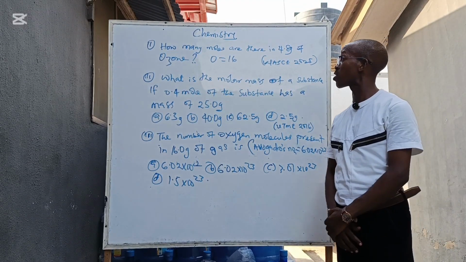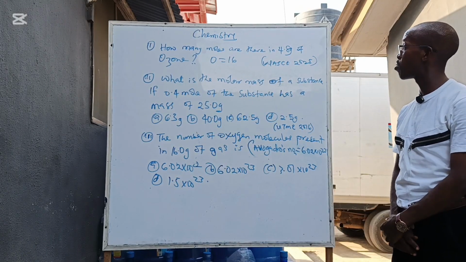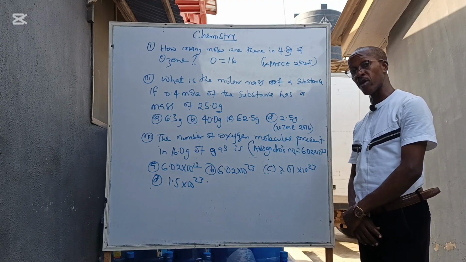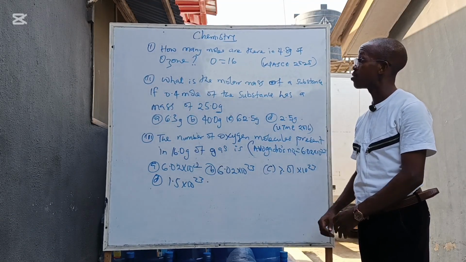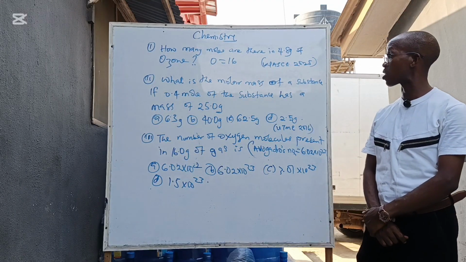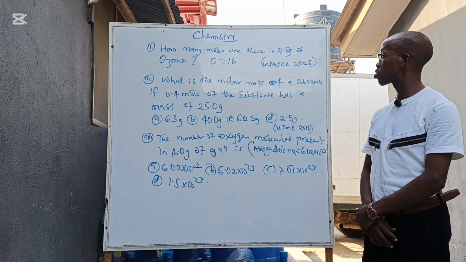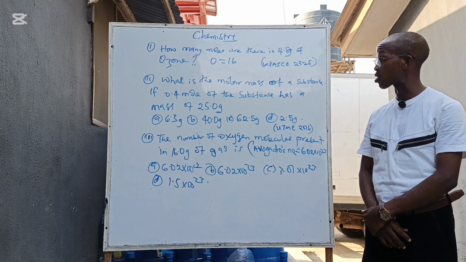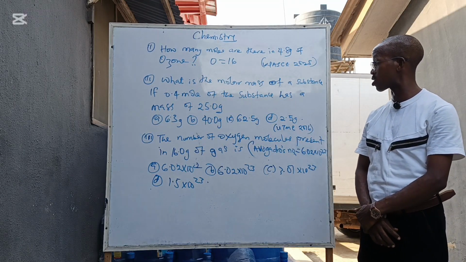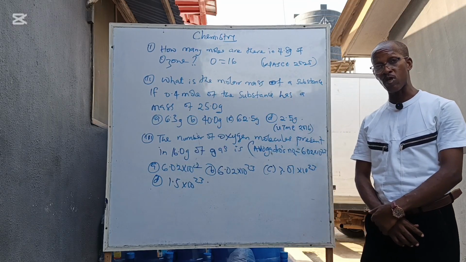And look at the questions that are relating to moles and their molar mass. Now, number one, how many moles are there in 4.8 grams of ozone? Remember, ozone is a molecule, with the formula O3. Then number two, what is the molar mass of a substance if 0.4 mole of the substance has a mass of this? Here you have been given the mass, you have been given the mole. So what you need is to calculate your molar mass or relative molecular what? Mass. Then number three, the number of oxygen molecules present in 16 grams of gas. Remember, oxygen is diatomic, which is a molecule, so that will be O2.